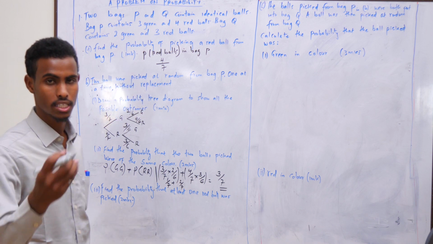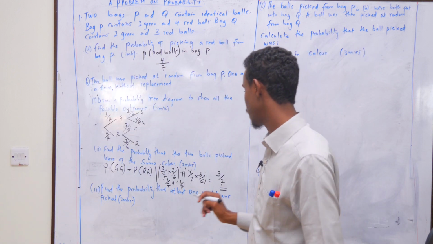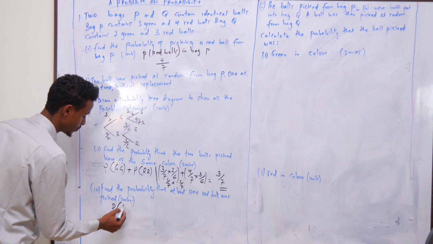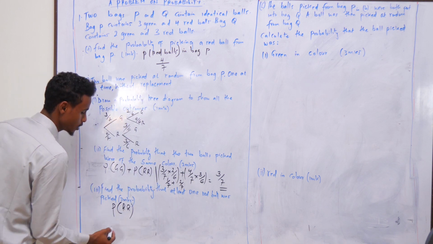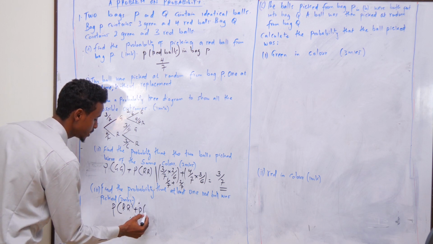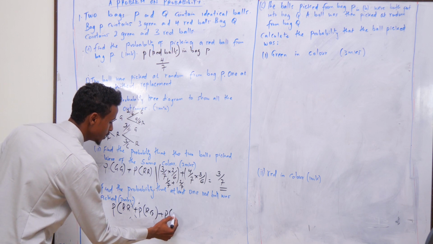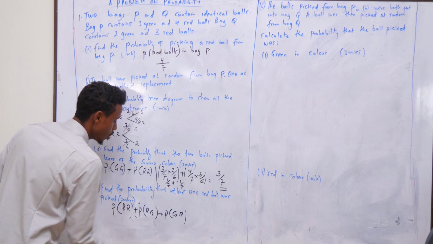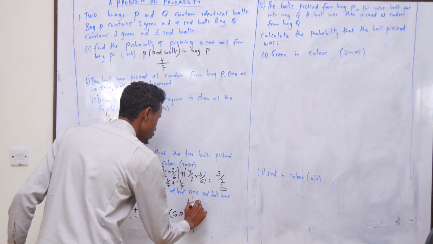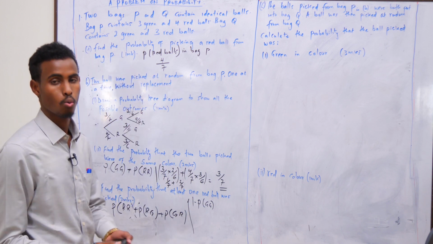Now class, this is a very simple one. Again, at least one red ball was picked means now we can have probability like this. Probability can have red. Probability again you can have plus probability red-green. You can have probability green-red. Or you can just simplify and say 1 minus probability green-green. You're going to get the same answer.